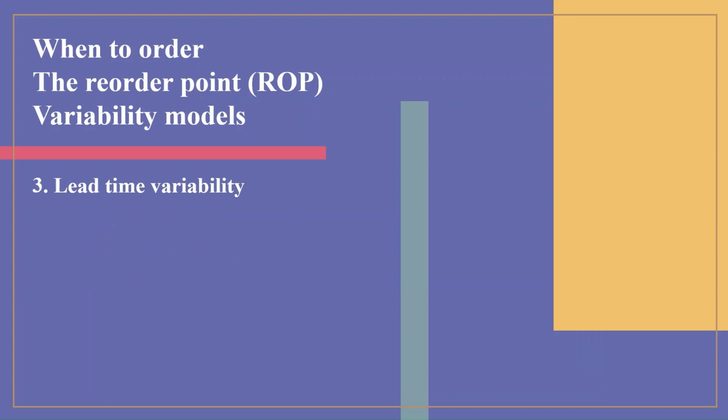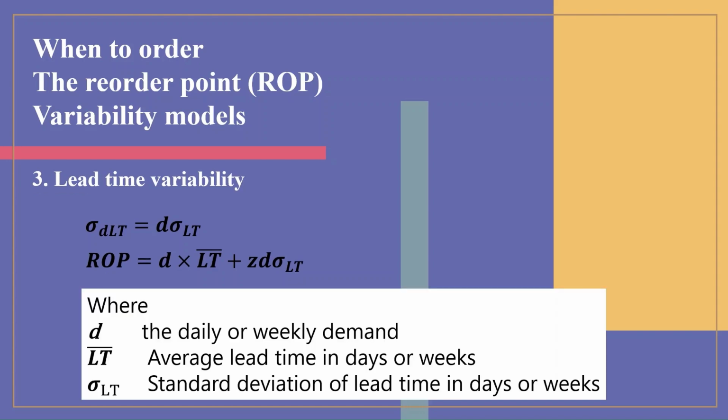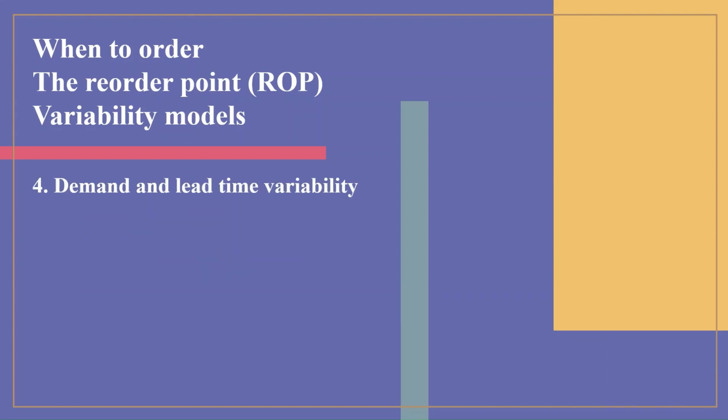While, if only lead time is variable, then sigma DLT equals d multiplied by sigma LT, and the reorder point is ROP equals d multiplied by LT bar plus Z multiplied by d multiplied by sigma LT. Where d is the daily or weekly demand, LT bar is the average lead time in days or weeks, and sigma LT is the standard deviation of lead time in days or weeks.